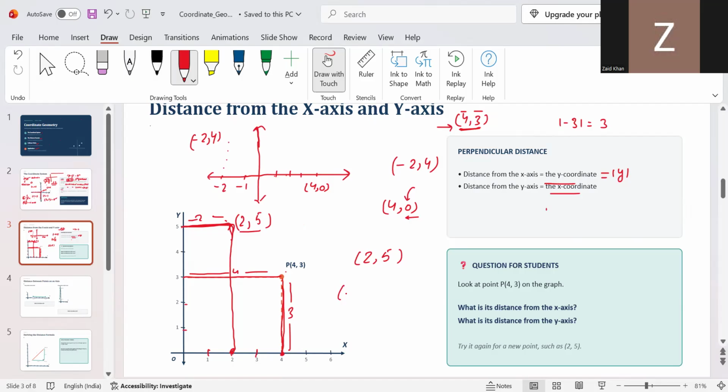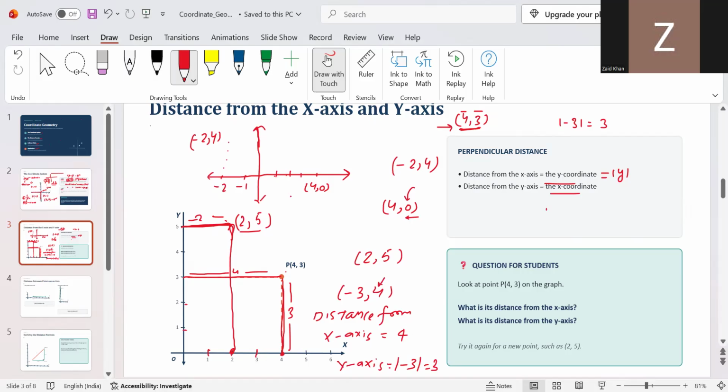Now directly, without drawing, tell me what is the distance from the x-axis? Sir, now I can easily tell. Distance from the x-axis is 4, because distance from the x-axis is the y coordinate. Now this, please be careful. Distance from the y-axis, sir, minus 3. No, beta, I have told you, no minus. Distance can never be negative. So the distance will be 3. Hopefully, the distance thing is clear.